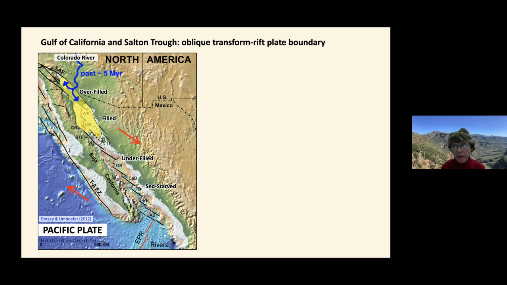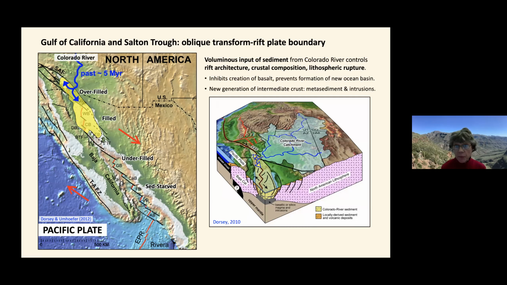And this change in bathymetry is entirely the result of the voluminous input of sediment from the Colorado River over the past roughly 5 million years. And we've seen in previous work that this input of sediment exerts a major control on rift architecture, crustal composition, and lithospheric rupture. And in addition, we want to know, how did that engine start and what were the major processes that controlled initiation and early evolution of the Colorado River?